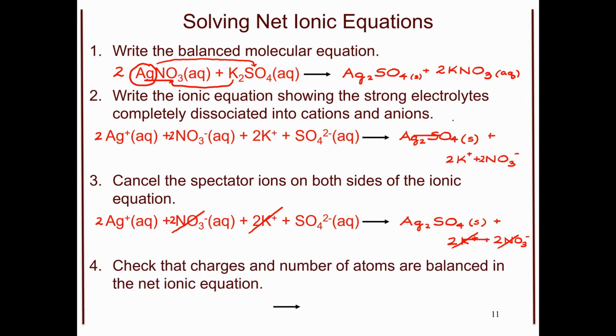So the last thing I have to do is just check the charges and the number of atoms are balanced in my net ionic equation. So in this case, I know that I need to have 2 of my silvers in order to have my silver sulfate compound that you see here.